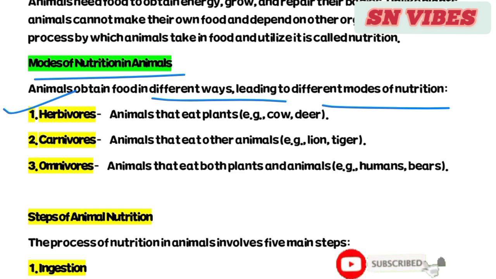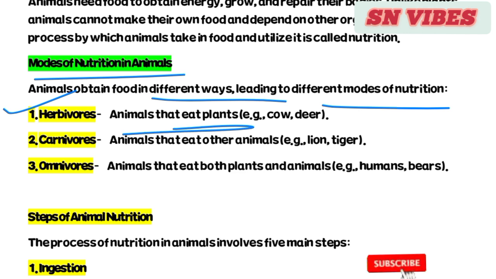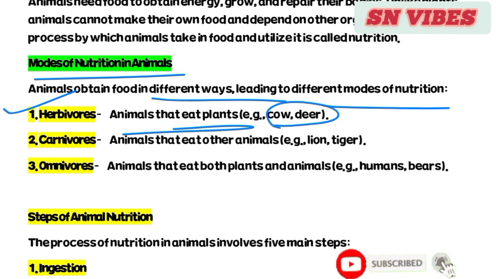So the first mode of nutrition is herbivores. Herb means plant, and vorous means eating, actually. So herbivores means the animals that eat plants. The examples are cow and deer. You can also take other examples like goat, sheep, etc.